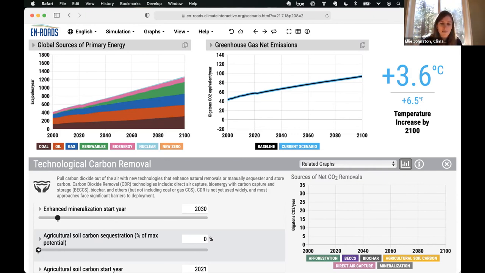And there's been a lot of conversation around it. So if you scale up agricultural soil carbon sequestration within En-ROADS, you can see down here on the right, the graph we're showing here, it scales up to about 5 gigatons per year. And so that is a contributor and can help remove some of that carbon.